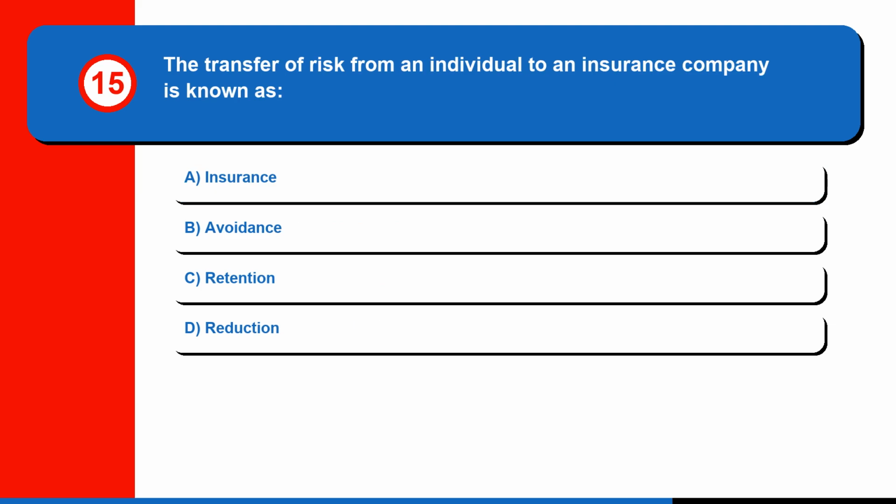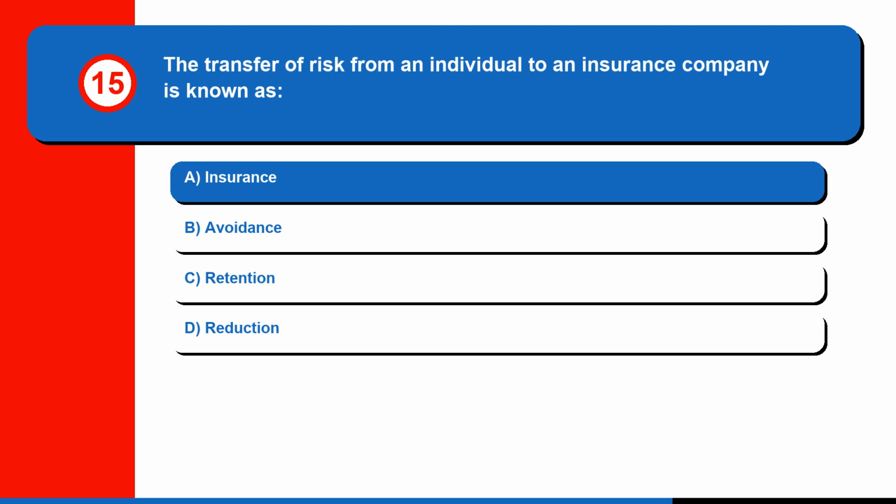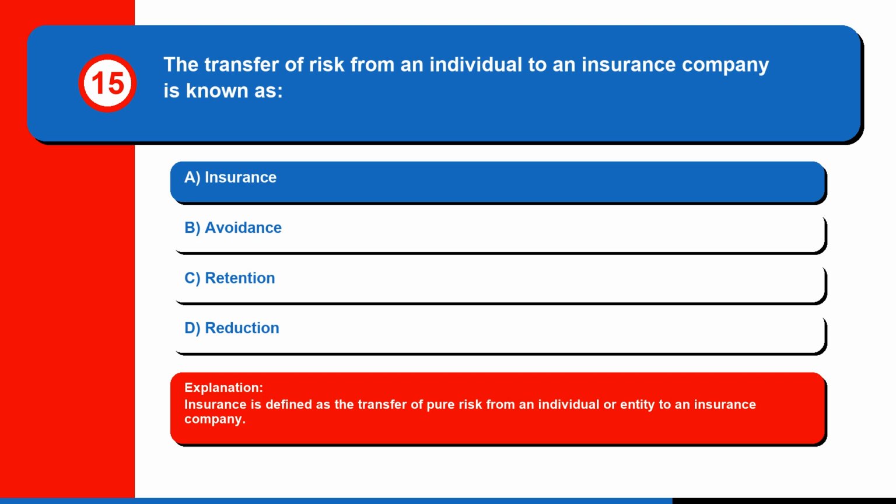Question 15. The transfer of risk from an individual to an insurance company is known as A. Insurance. B. Avoidance. C. Retention. Or D. Reduction. The correct answer is A. Insurance. Insurance is defined as the transfer of pure risk from an individual or entity to an insurance company.